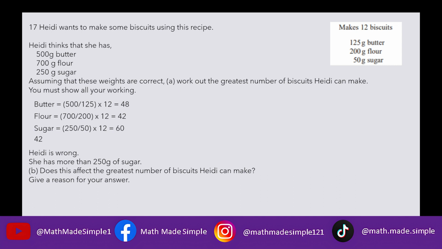So Heidi is wrong. She has more than 250 grams of sugar. Does this affect the greatest number of biscuits Heidi can make? No, because we already had sugar left over, and the flour was the one which we didn't have enough of, and it was the limiting value. So she needs more flour to make more biscuits.